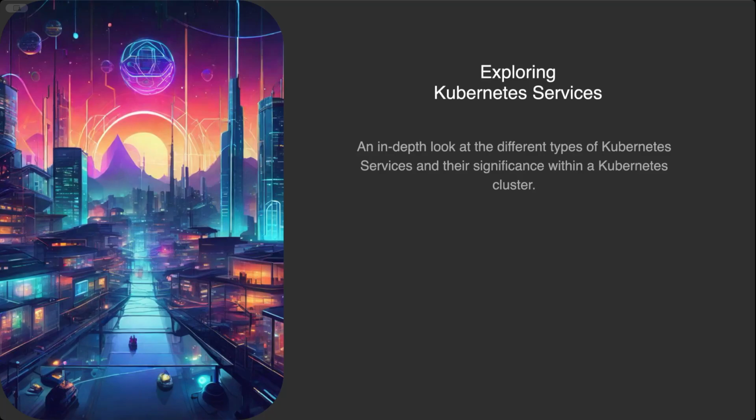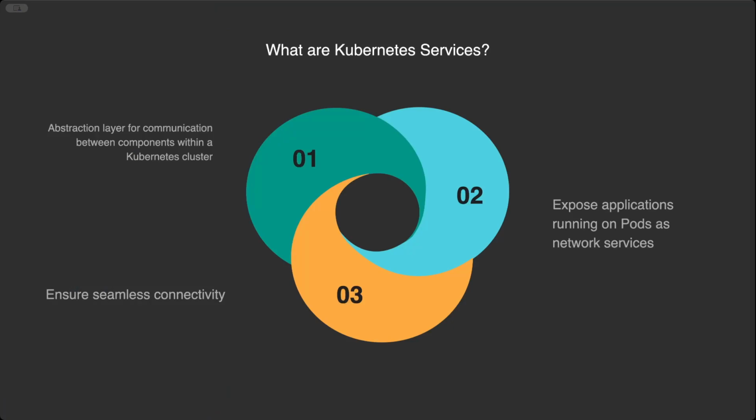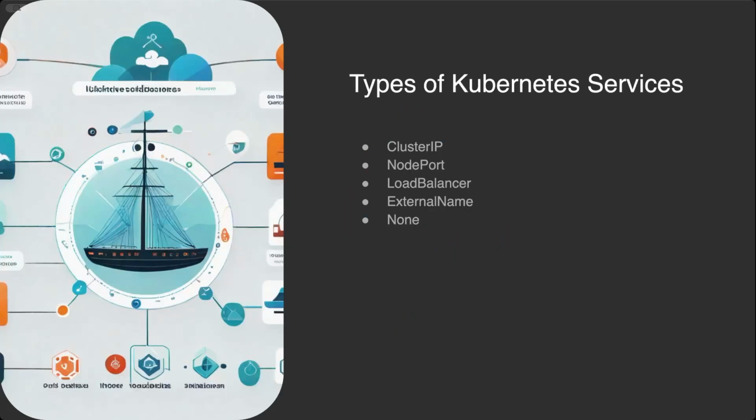Today, we are going to explore Kubernetes services in detail, focusing on understanding the different types and their significance within a Kubernetes cluster. Kubernetes services act as an abstraction layer that facilitates communication between various components within a Kubernetes cluster. They enable the exposure of applications running on the pods as network services, ensuring seamless connectivity. There are five types of Kubernetes services: cluster IP, node port, load balancer, external name, and none. Let's examine the various types of Kubernetes services now.